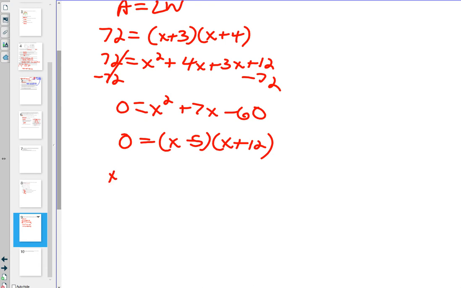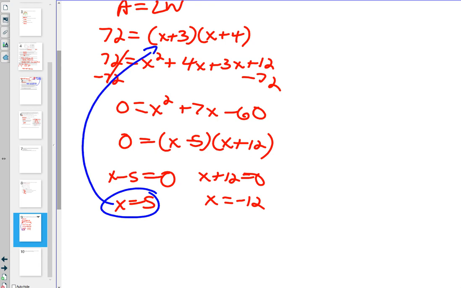Now here I can just say x minus 5 is equal to 0, x plus 12 is equal to 0, so I get x can be 5 and x can be negative 12, but this is a word problem. You got to keep it to context. Yes, I did everything correctly, but these are distances. It means that I'm supposed to get these numbers and plug them back in for x's. And if I plug in a negative 12, I'm going to get a negative dimension. You can't have a negative dimension. So the only one that works here is 5.